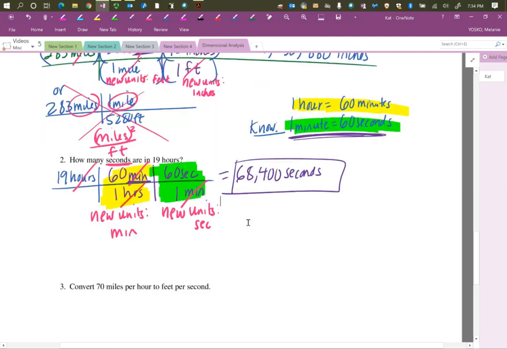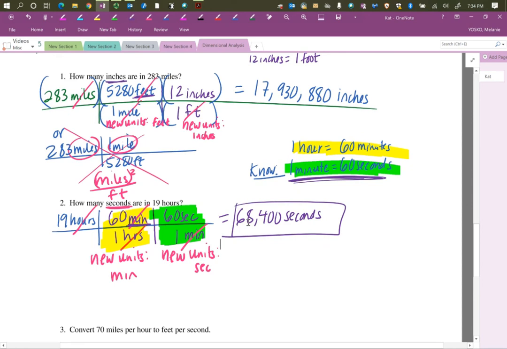Okay, let's try another one. Now this next one is sort of a combination of the first two. Convert 70 miles per hour into feet per second. Okay, so notice we had miles into feet. Well, we sort of did that. We did miles into inches, right?